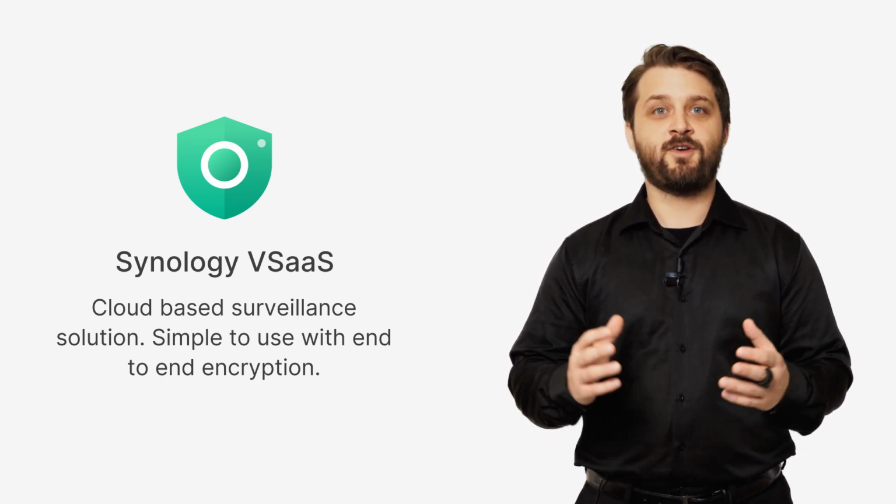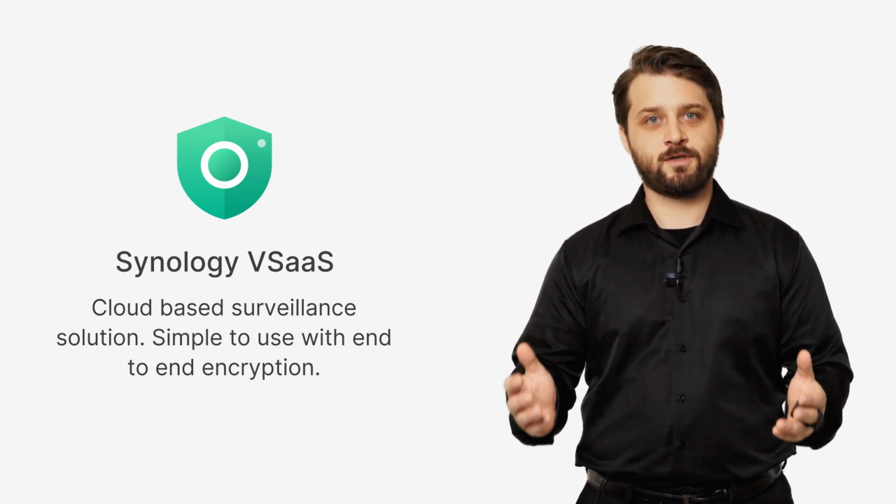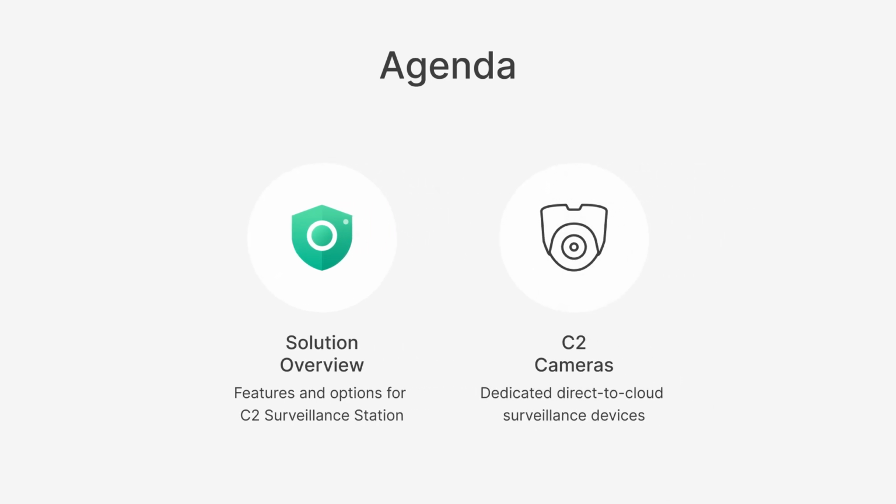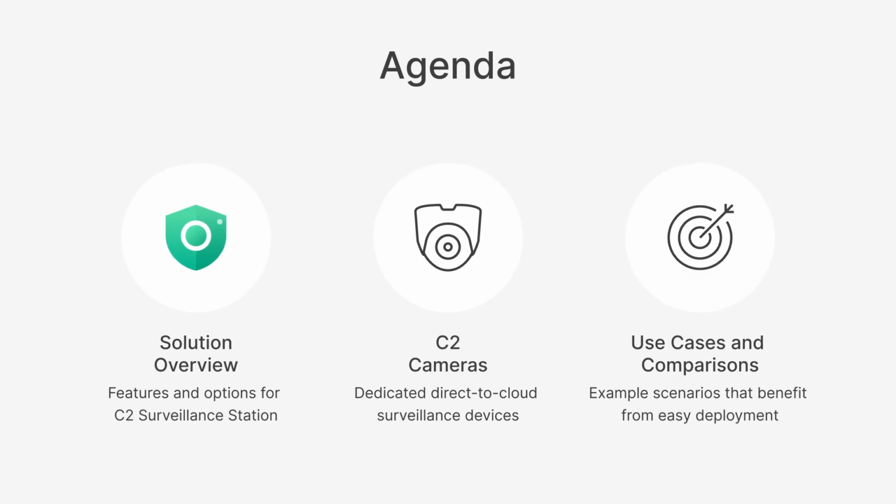surveillance solution with end-to-end encryption you get with any C2 service. On the agenda today, we're going to begin with C2 Surveillance Station, which will allow us to take a look at some of the different features and options available in this video surveillance as a service platform. We're then going to take a look at Synology's C2 cameras, direct-to-camera models that are manufactured by Synology for C2 Surveillance Station. We're going to round things out by taking a look at some use cases and comparisons of C2 Surveillance Station with, let's say, an on-premises Surveillance Station deployment on your regular Synology NAS.